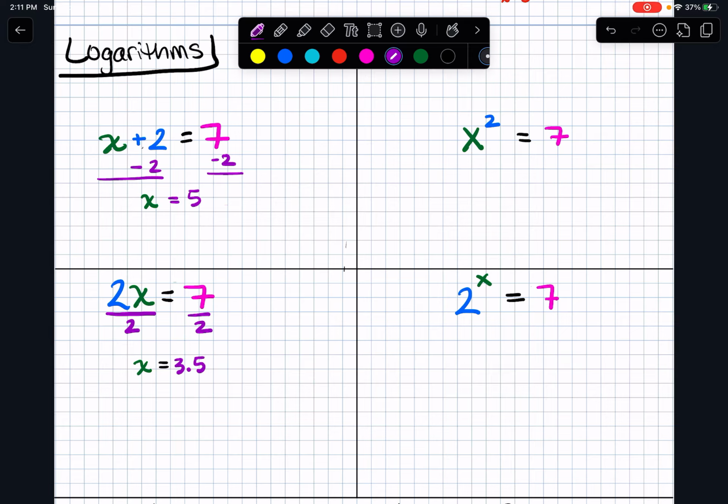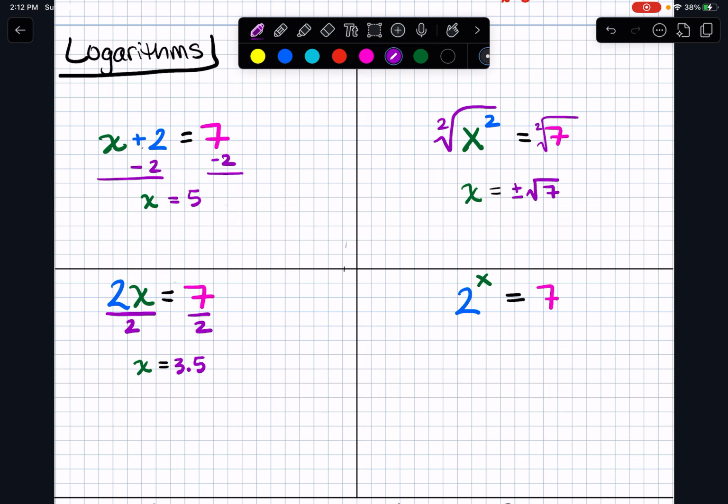In my third example, where I have x squared, the inverse of squaring something is to take the square root, or the inverse of to the third power would be to take the third root. So I could do an inverse operation here. This one is a little special because with square roots, there are two possibilities. So if I take the square root on both sides, I could get plus or minus the square root of 7. So those are all inverse operations that we have learned in the past. They undo something so that we can isolate a variable.